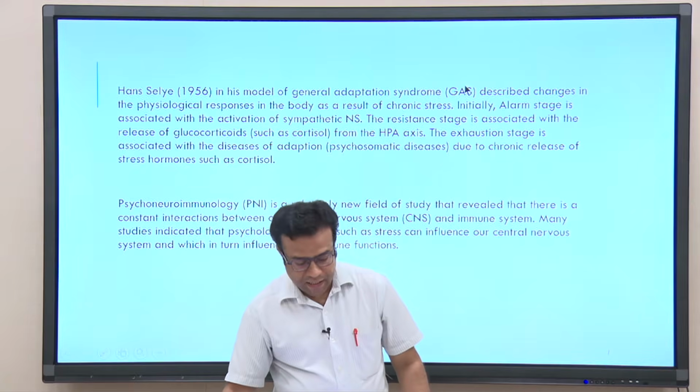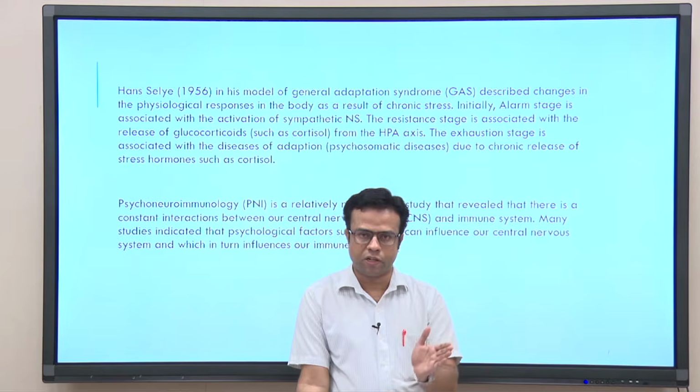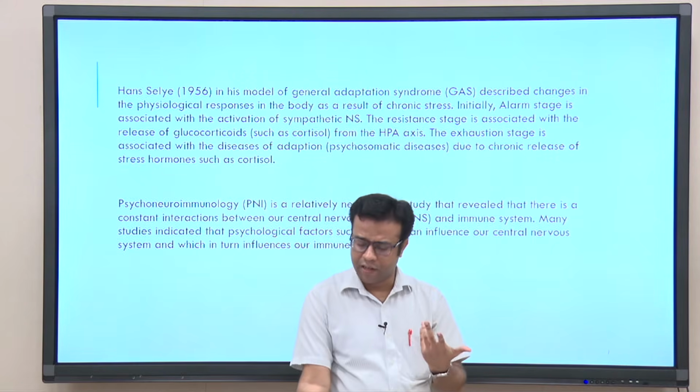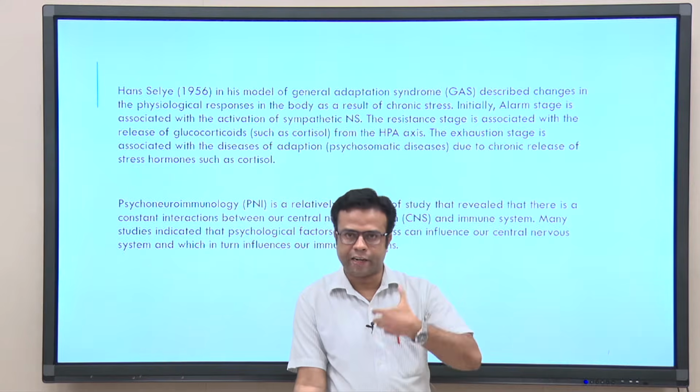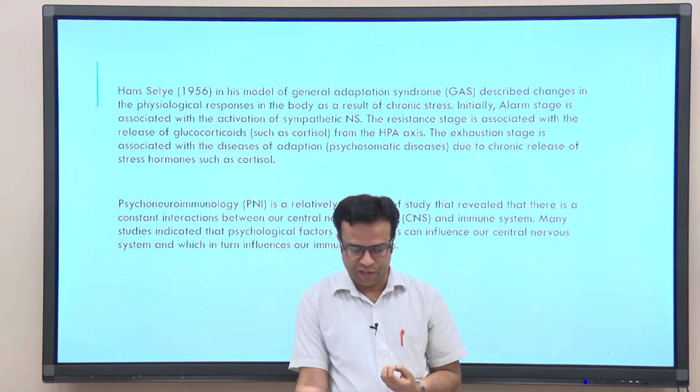Then obviously Hans Selye, who did a lot of research in the 60s and 70s on stress, proposed, as we have already discussed, the concept of general adaptation syndrome, where he described the physiological response of the body, both short term and long term, in terms of stress, both acute stress as well as chronic stress. So, he discussed the alarm stage, which is more like activation of fight and flight and activation of the sympathetic part of the autonomic nervous system.